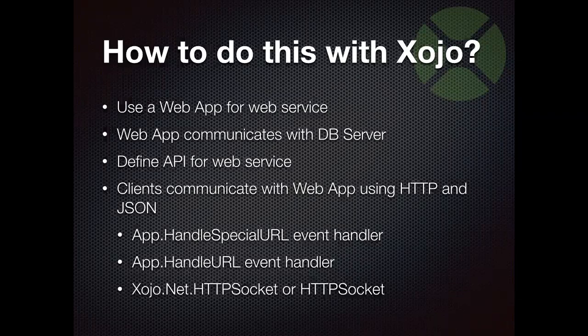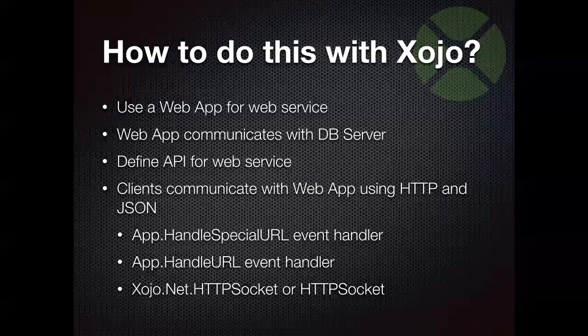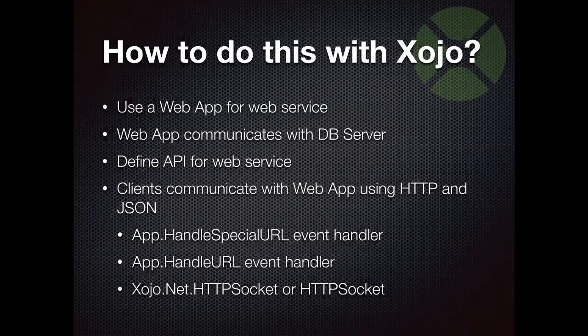And then, of course, you're also going to need to use an HTTP socket. And you can use the new one that's in the Xojo framework, Xojo.Net.HTTPSocket, or the older one. I've done webinars on the new one probably last summer, but the big difference between these two is that Xojo.Net.HTTPSocket uses HTTP 1.1, and the other one uses HTTP 1.0. So obviously, if you have your druthers, you probably want to use the newer one.